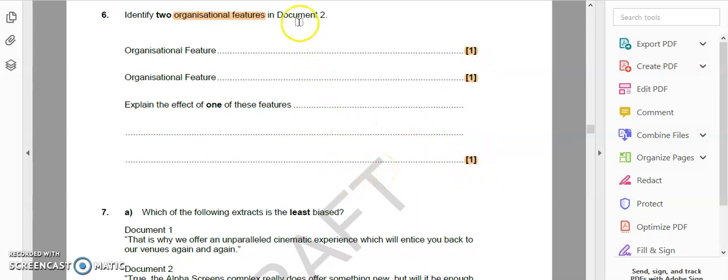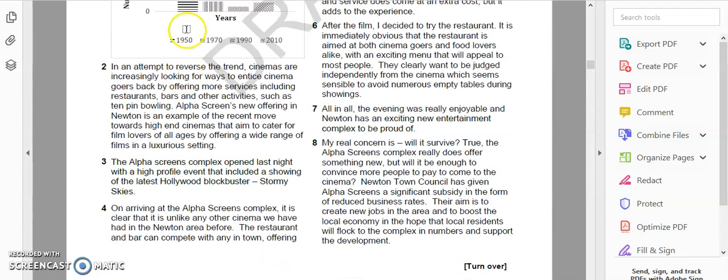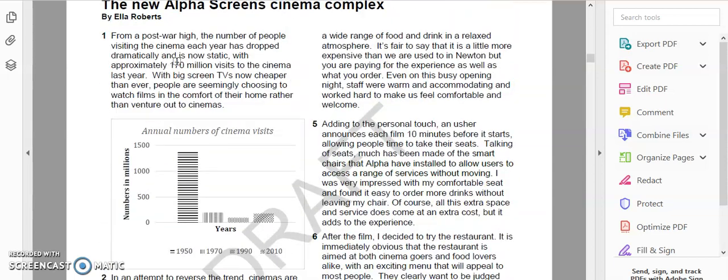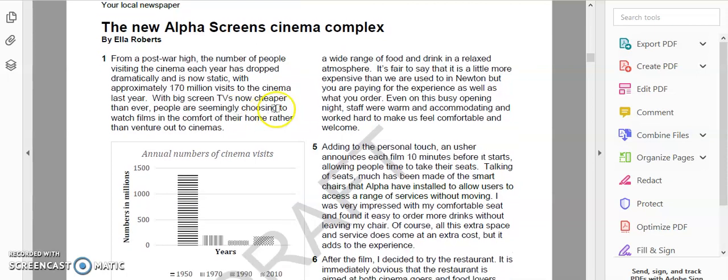So let's find document 2, see whether we can find a couple of organisational features, and see what we make of them, why they've been used, what's the effect. There we go. Okay, so if you pause the video now, find 2, maybe even 3 organisational features and think about why they've been used. Okay, so immediately, the first one that we really see when we're reading this is the headline. And the headline here is in bold, it's separated out. So that's an organisational or layout feature.